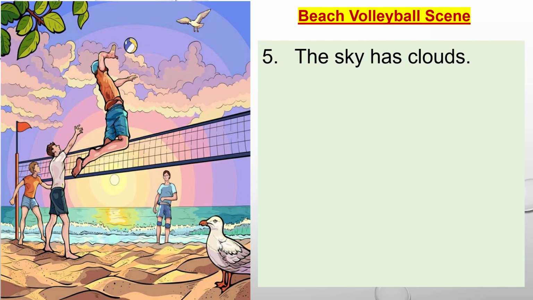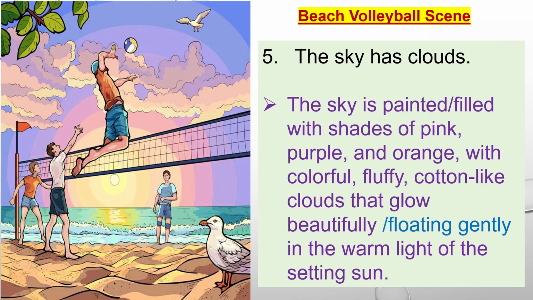Next sentence, the sky has clouds that we all see in the picture, right? Now, what do we add to this picture? We add its appearance. So the sky is painted with the shades of pink, purple, and orange, because you can see three shades in this picture, with colorful, fluffy, cotton-like clouds. Now, see the beautiful adjectives that you added: that glow beautifully, or we can say floating gently in the warm light of the setting sun. See how you describe the sky with the clouds.